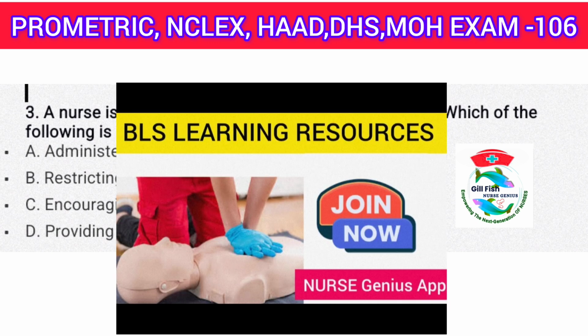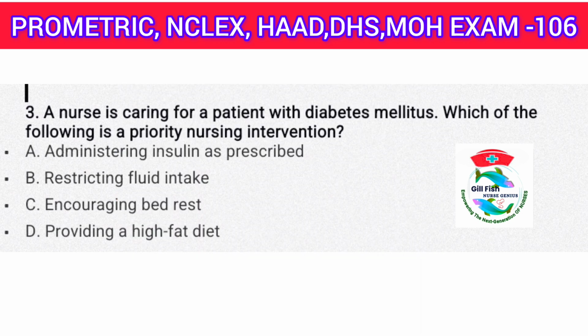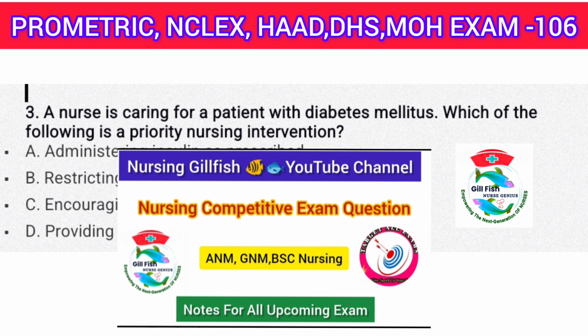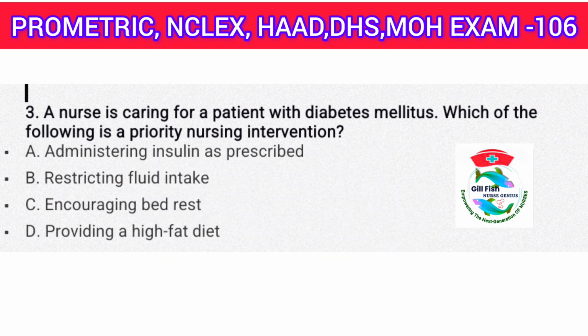So what do you have to do if the patient is having diabetes mellitus? Whenever it is diabetes mellitus, you have to administer insulin as prescribed. So option A will be the correct answer. I think you have understood the question and answer. For every question, you must read the question thoroughly one or two times, then go for the exam.